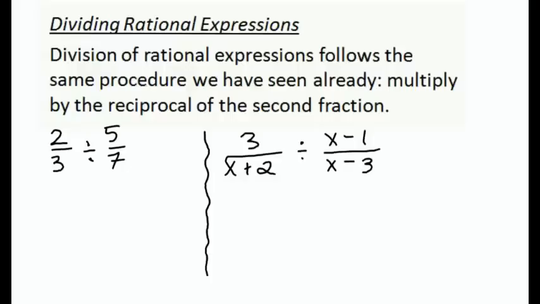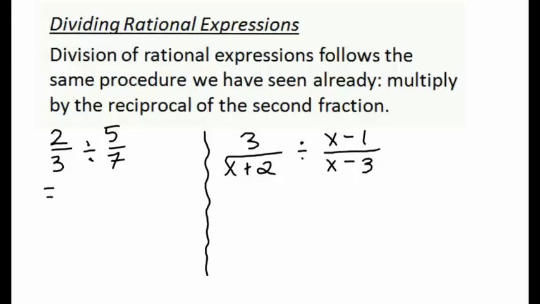As we're working through the steps of dividing rational expressions, you'll see that we follow the same procedure that we've seen already. And that is, we take the second fraction, we flip it, or find the reciprocal, and then we do multiplication instead. So just to refresh your memory, I have a division of two fractions over here on the left, 2 over 3 divided by 5 over 7.